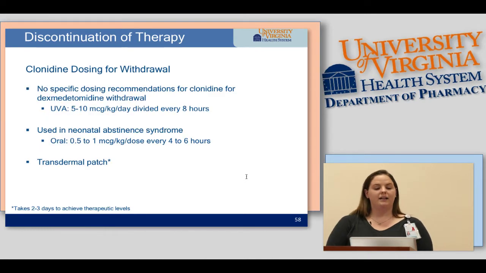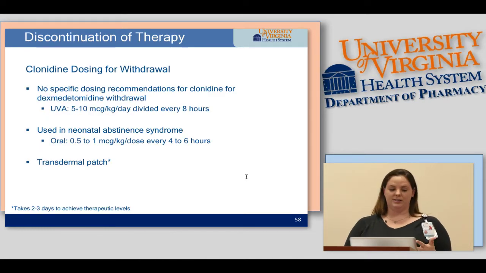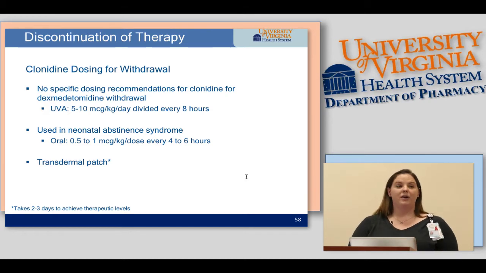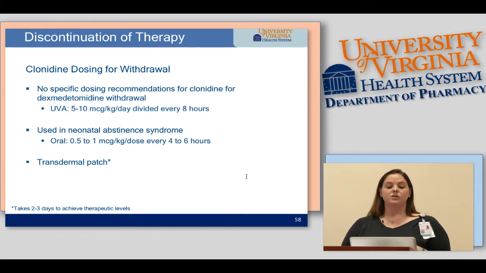So when looking at Clonidine for withdrawal, how do you dose it? There's no specific dosing recommendation for Clonidine for dexmedetomidine withdrawal, but we use the hypertension dosing for pediatrics as a guideline. Here at UVA, we use 5 to 10 mics per kilo per day divided every 8 hours. Clonidine is also used for neonatal abstinence syndrome, so you can also use that dosing as a guideline for dosing in dexmedetomidine withdrawal.